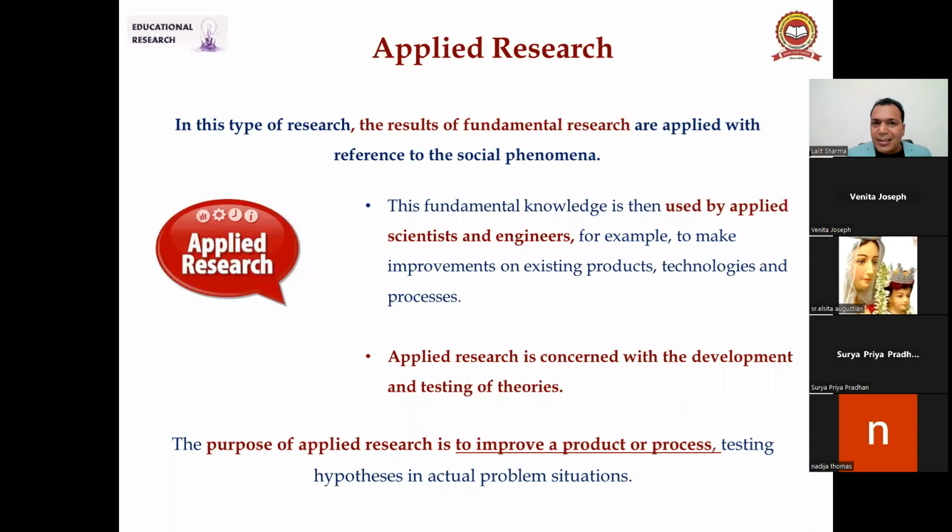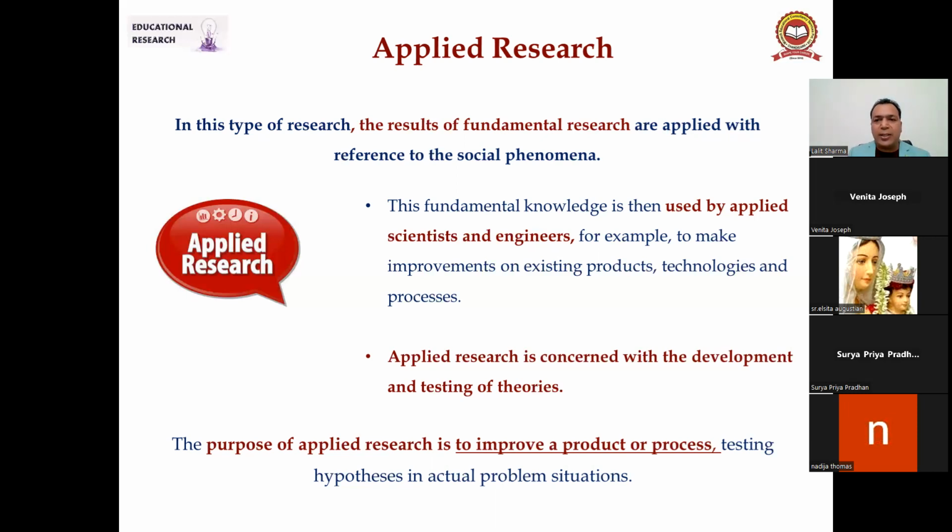And the second type is applied research. What is applied research? In this type of research, the results of the fundamental research are applied with reference to social phenomena. We have to apply the knowledge. What was fundamental research? Just to get new knowledge, generation of knowledge for the sake of knowledge. But applied research means we apply it to social phenomena. If there is some problem, we apply that.